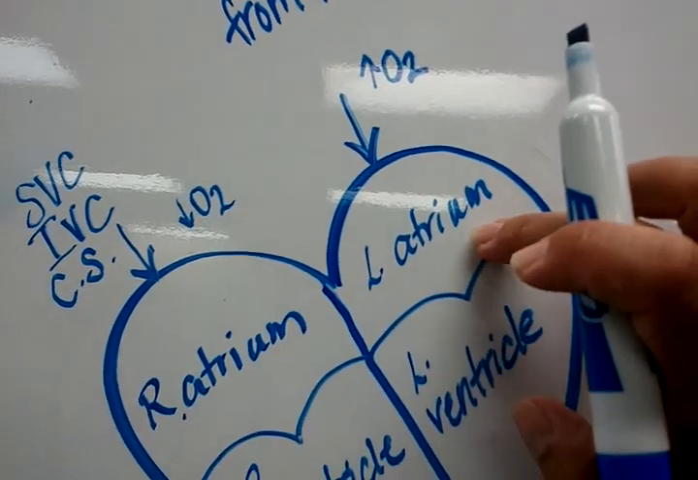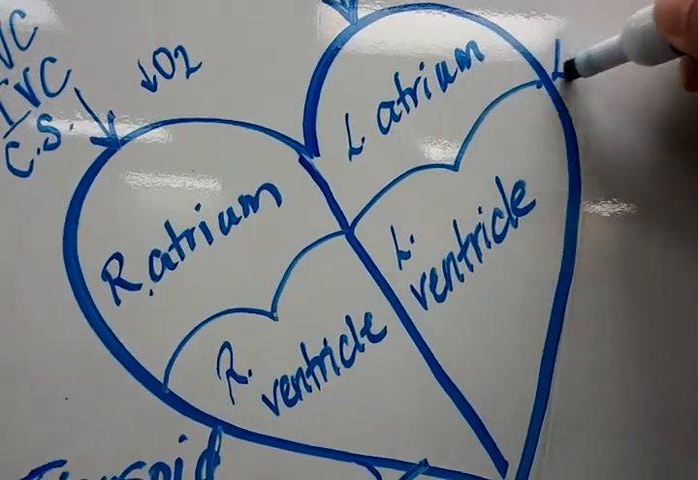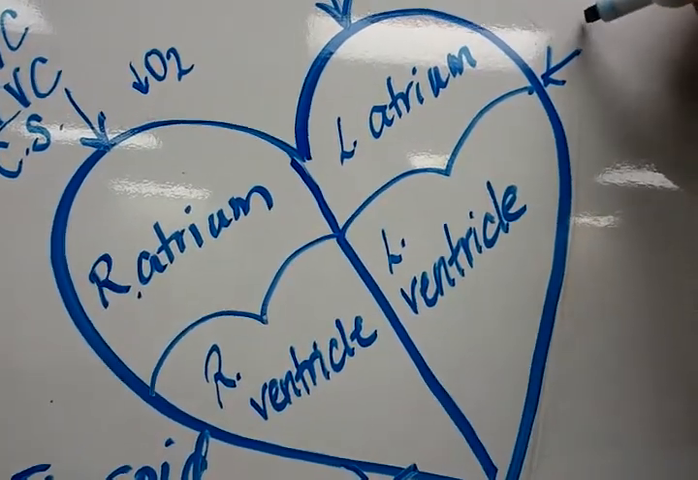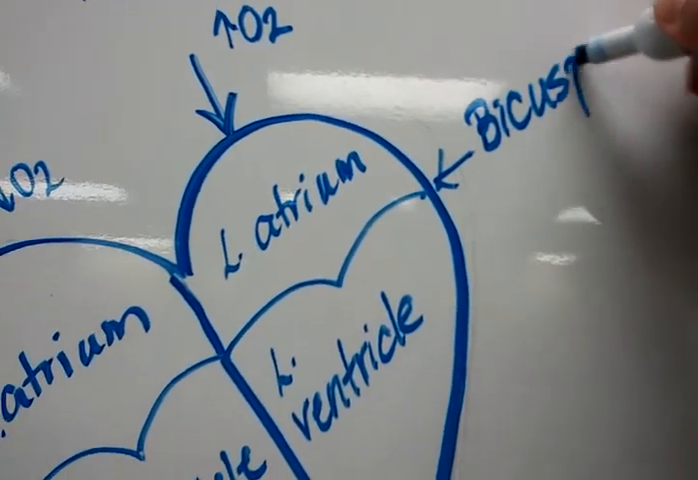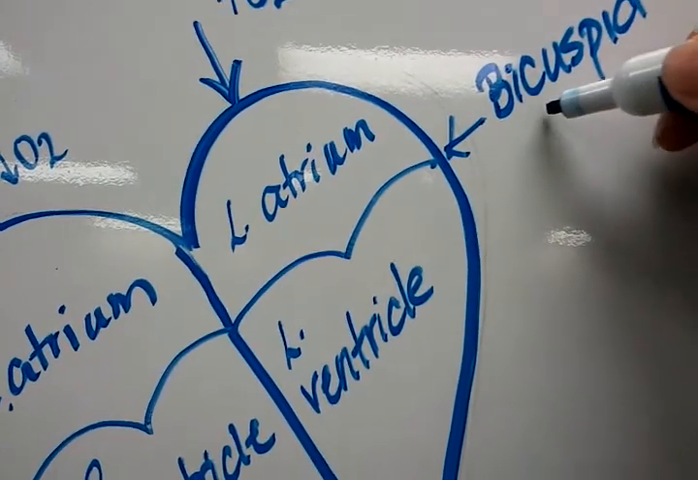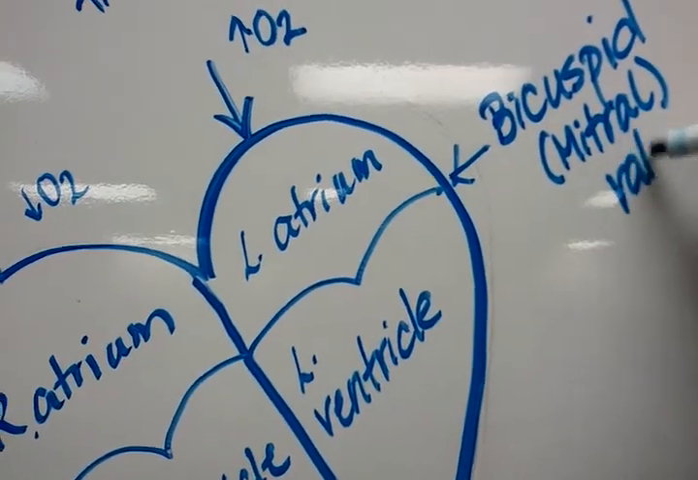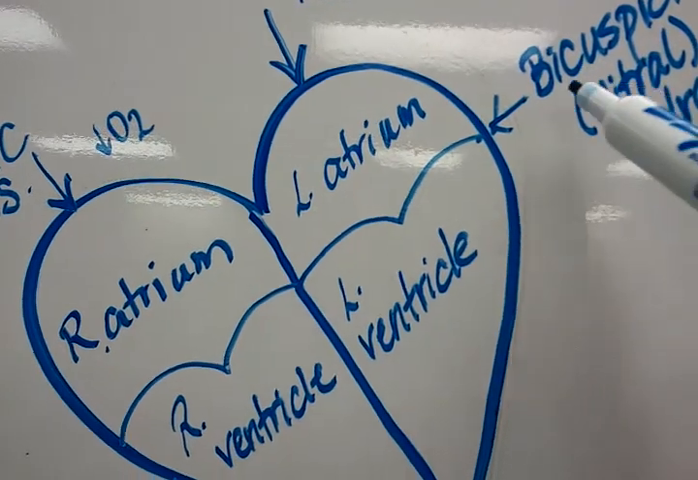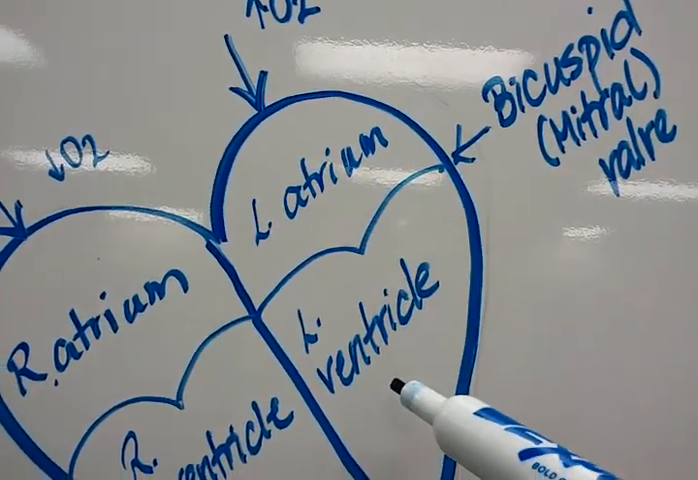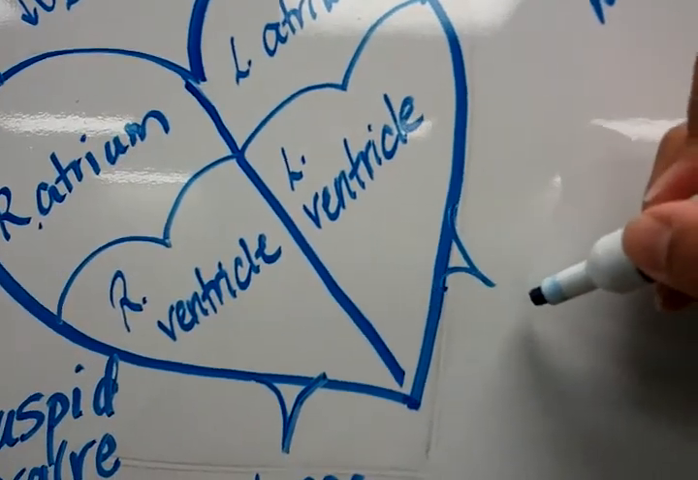It's going to go into our left atrium, to our left ventricle. It's going to pass through this valve, and this is our bicuspid valve, or it's known as our mitral valve. And so it's going to go from our left atrium through our bicuspid valve to our left ventricle, and then out to our body.